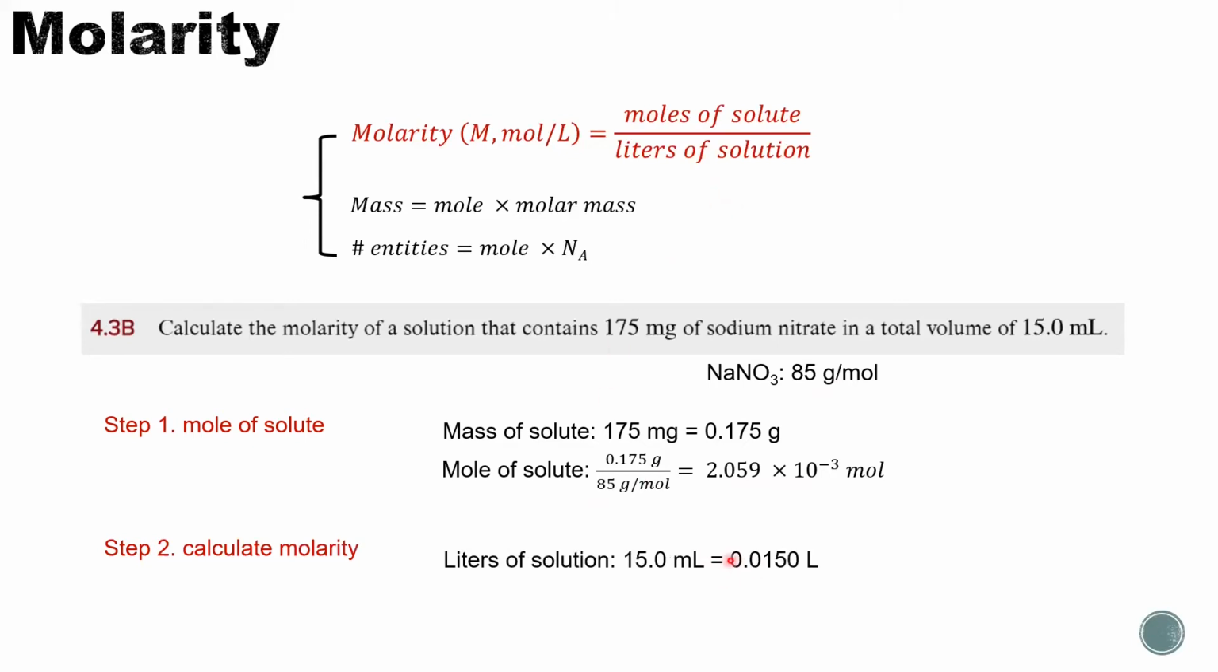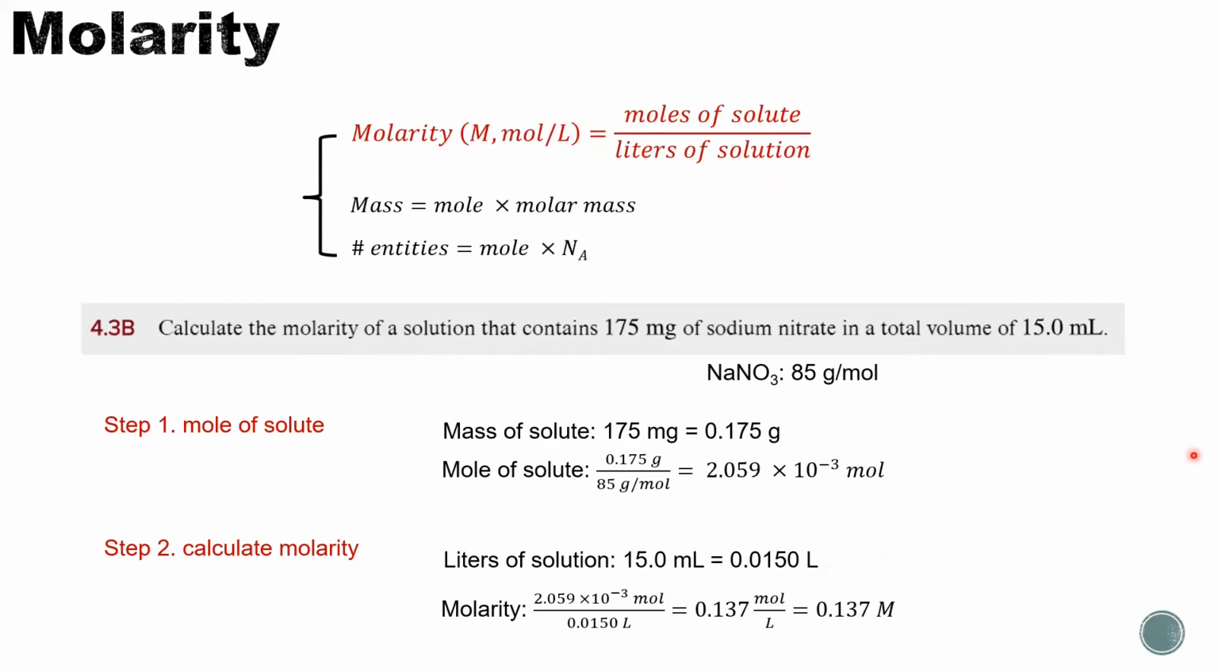And then we can calculate the molarity. So for liters of solution, again, you can use the box method. 15.0 milliliters equals 0.0150 liter. Then the molarity, just plug the numbers into the equation. Molarity equals 2.059 times 10 to the minus 3 moles of solute divided by the liters of solution. Okay, and then it's 0.137 moles per liter, or you can write 0.137 capital M. This problem is the direct application of the molarity equation.